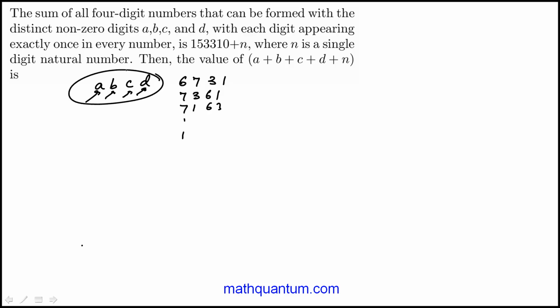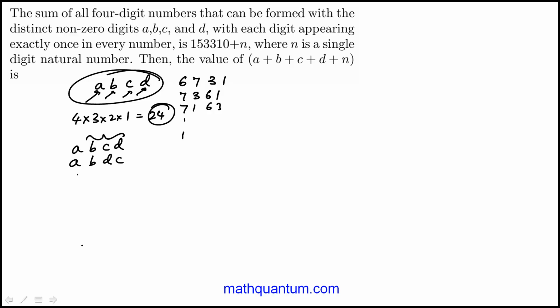So the first thing we know right away is that if they are distinct, the total number would be 4 times 3 times 2 times 1, or 4 factorial, or 24 of these. And then we have to add these up. So if you look at the pattern, if the first one is A, then we'll get 6 of these, because these remaining 3 digits can be arranged in 6 different ways.